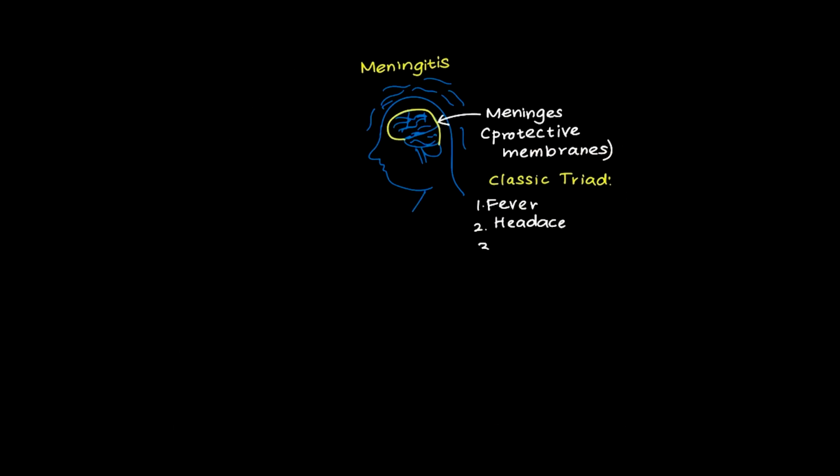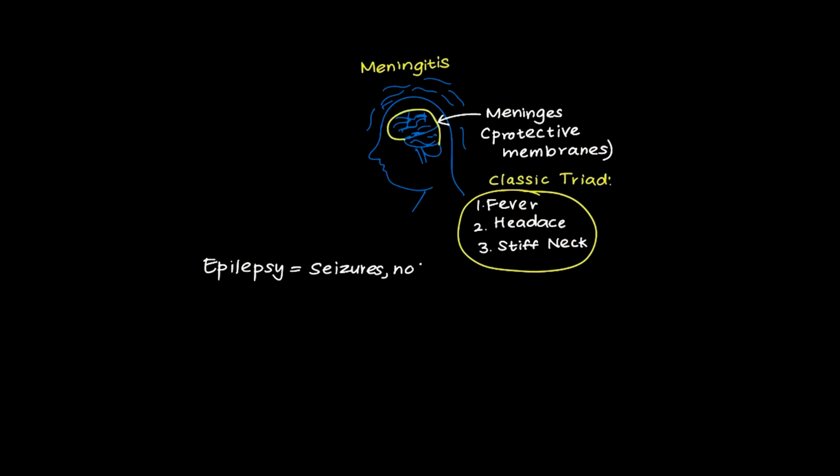The classic triad is fever, headache, and stiff neck. The stiff neck happens because the inflamed meninges get stretched when you bend your neck. Meningitis can be bacterial or viral. Bacterial meningitis is a medical emergency. It can kill within hours. Viral meningitis is usually less severe.